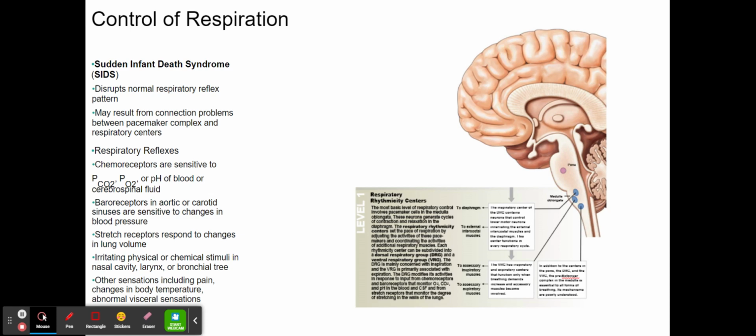The activities of the respiratory centers are modified by sensory information from several sources. Chemoreceptors sensitive to the PCO2, pH, or PO2 of the blood in cerebrospinal fluid, baroreceptors in the aortic or the carotid sinuses sensitive to changes in blood pressure, stretch receptors that respond to changes in the volume of the lungs, irritating physical or chemical stimuli in the nasal cavity, larynx, or the bronchial tree, and other sensations including pain, changes in body temperature, and abnormal visceral sensation. Information from these receptors alters the pattern of respiration. The induced changes have been called respiratory reflexes.